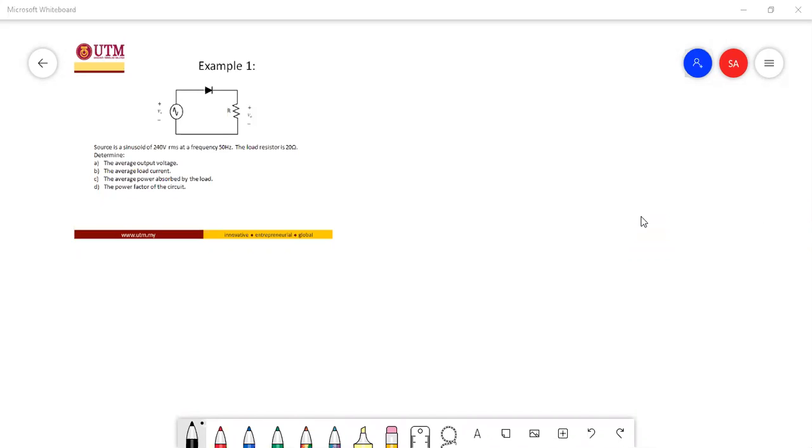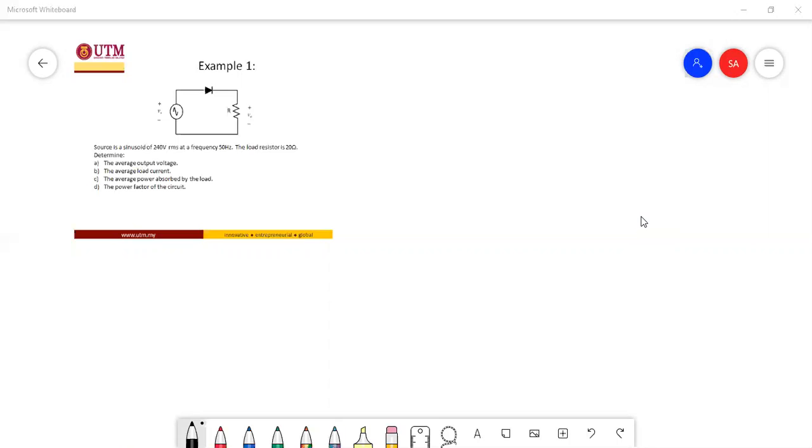This is a discussion on the solution of example 1, the half-wave rectifier using a diode connected with a resistor load. The question: the source is a sinusoidal 240 volt RMS oscillating at 50 Hertz. The load resistor given is 20 ohm. Determine A, the average output voltage; B, the average load current; C, the average power absorbed by the load; and the last one, D, the power factor of the circuit.